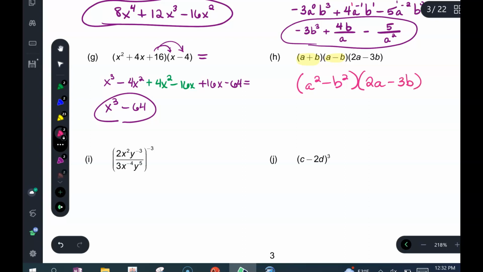And then we'll bring down. So what it ends up turning out to be is just another FOIL. Okay. Does that make sense? Mm-hmm. Yeah. Okay. All right.